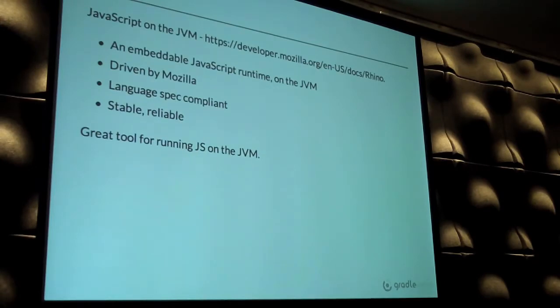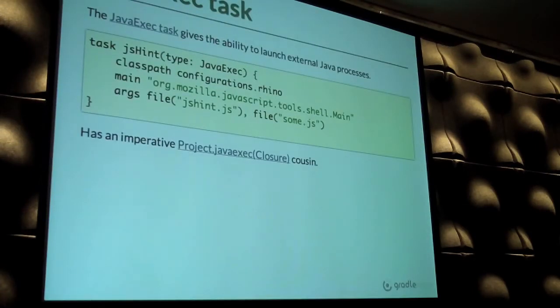Why would you want to run JavaScript code in the JVM? Well, a lot of JavaScript tooling is implemented in JavaScript. The code for statically analyzing JavaScript code is implemented in JavaScript. So if we can run that on the JVM, then we can run our dependency analysis, static analysis in our Gradle build.